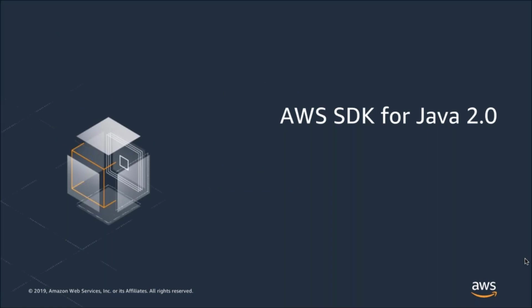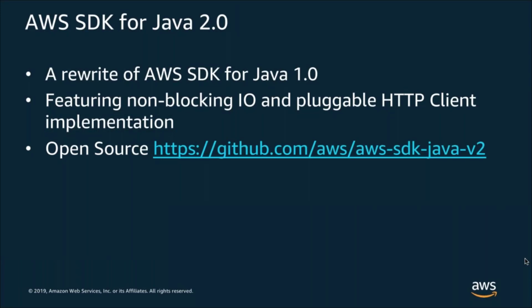AWS SDK for Java 2.0 was launched in November 2018. It is a rewrite of AWS SDK for Java 1.0, and we have added many new features, such as non-blocking I/O and pluggable HTTP client implementation, so that you can switch to use a different HTTP client. Out of the box, the SDK supports 3 different HTTP clients. For the synchronous SDK client, you can use Apache HTTP client or Java HttpURLConnection client. For the asynchronous SDK client, you can use Netty HTTP client.